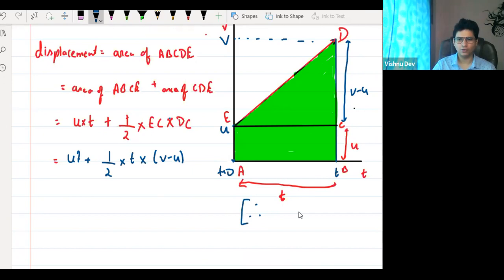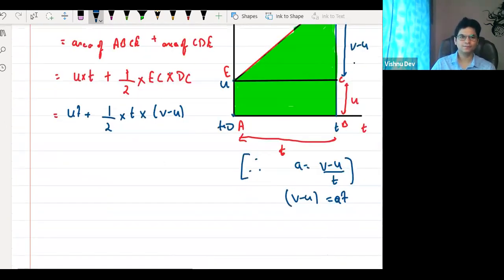Do you know that? So a is equal to V minus U by T. So what is V minus U? Can I say V minus U is equal to a into T? Yes or no? V minus U is equal to a into T. Anyone have any doubt in this? Can I write it like this?